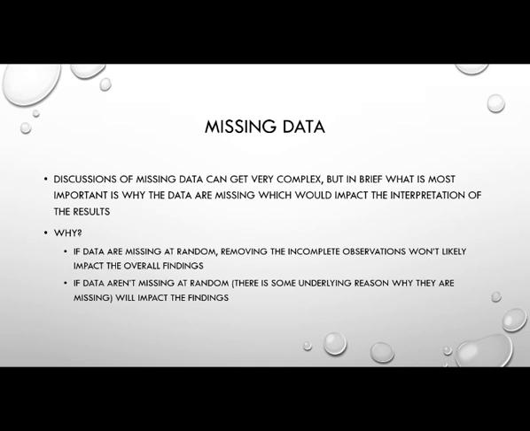Missing data can become very complex about how to handle it, but in brief, what's most important is why data are missing in the first place and what would impact the interpretation of the results. Because if data are missing at random, removing the incomplete observations doesn't necessarily impact the overall findings, but if data aren't missing at random, then if there's some underlying reason why they are missing, it will impact the findings.